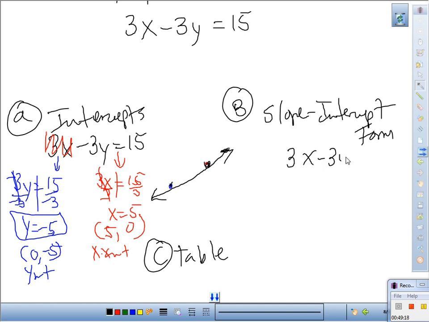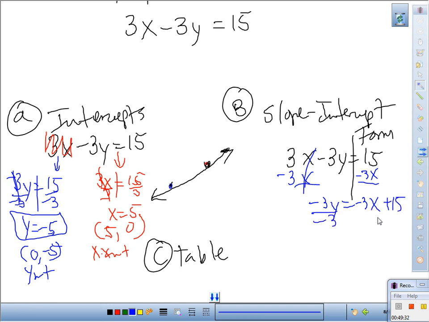3x minus 3y equals 15. Focus, please. So we subtract 3x. Negative 3y equals negative 3x plus 15. Divide by negative 3, divide by negative 3. Y equals x minus 5. Hands if you got that.